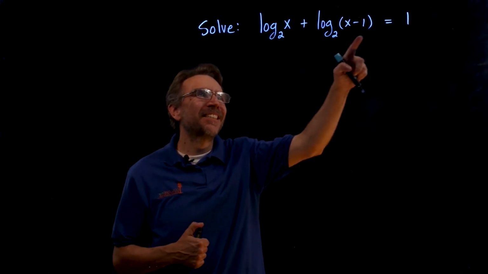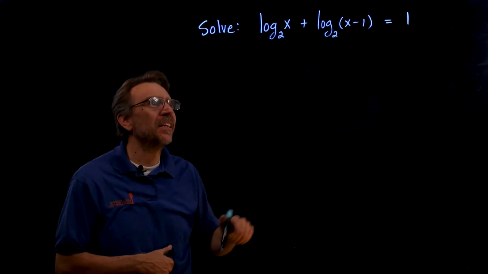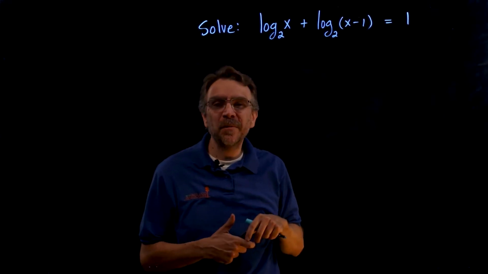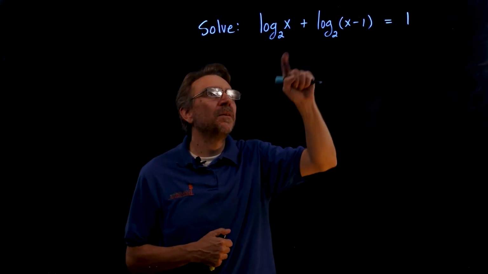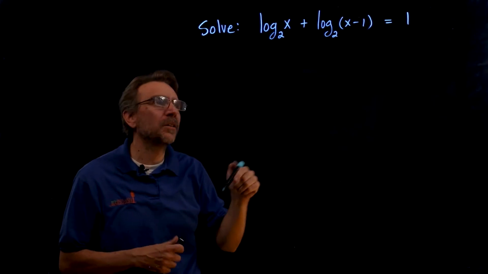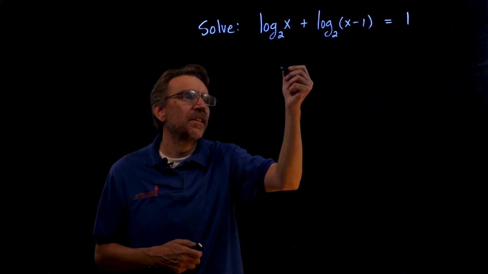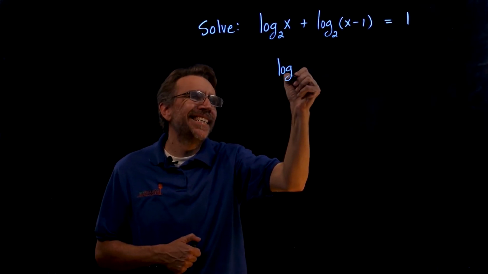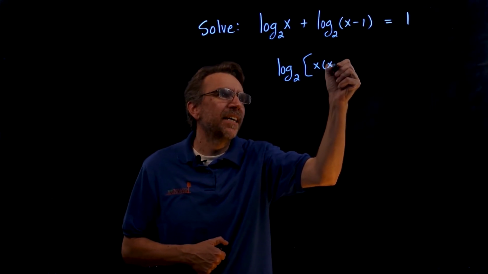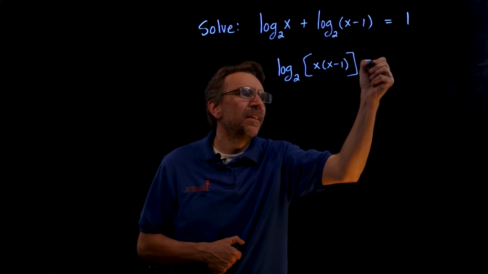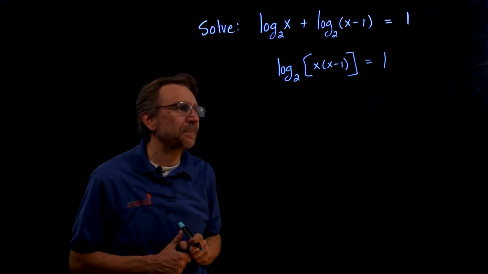Okay, so here we're asked to solve a logarithmic equation. And the first step for solving a logarithmic equation is to write it as a single log. Now, they're both log base 2, so I can apply the product rule. So that plus, I'm going to change that into multiplication inside the argument of this log. So log base 2 of x times x minus 1. Okay, and that's going to equal 1.